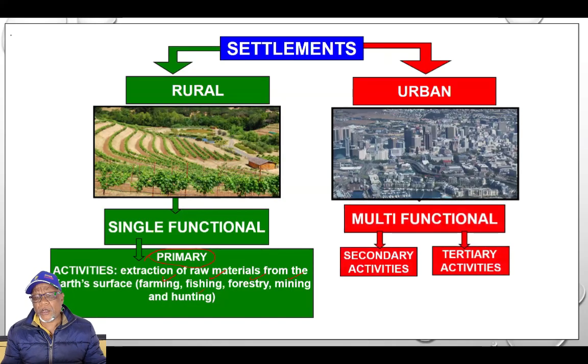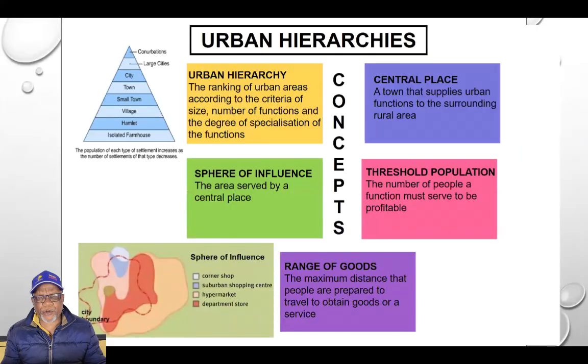Then you have your urban settlement, which, as I explained earlier, has more than one type of economic activity. What we are looking at here is secondary, which is manufacturing, and tertiary, which is service provision. And then we quickly again look at urban hierarchies. When we say urban hierarchies, we're simply looking at the ranking of settlements from the smallest to the largest.